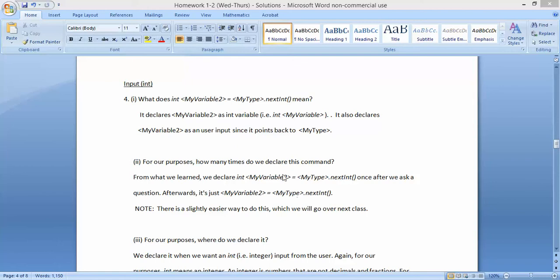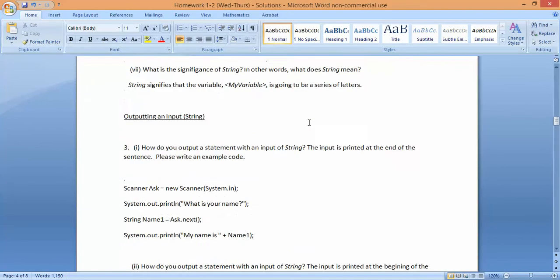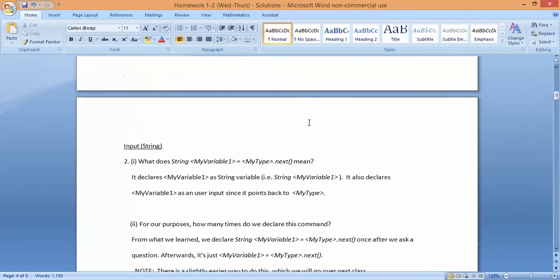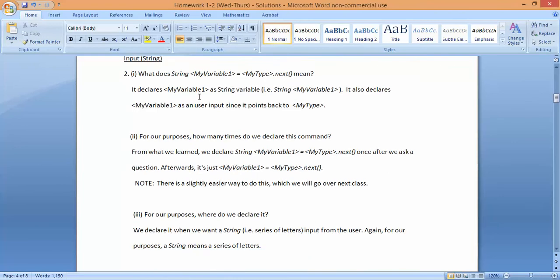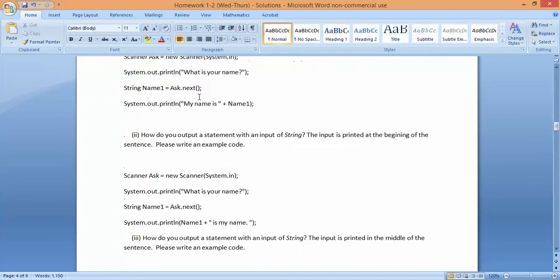Okay, everybody, now we're at problem 4. Problem 4 says, what does int my variable = my type.nextInt mean? If you notice, I'm repeating very similar questions. In fact, if you go to question 2, the second question, what does String my variable mean? First I asked you about string, and now I'm asking you about int.